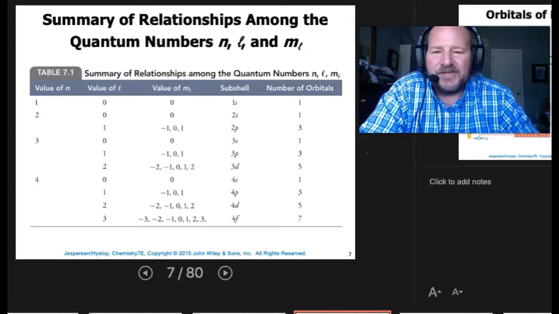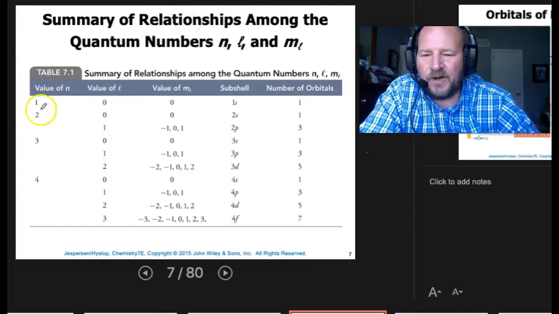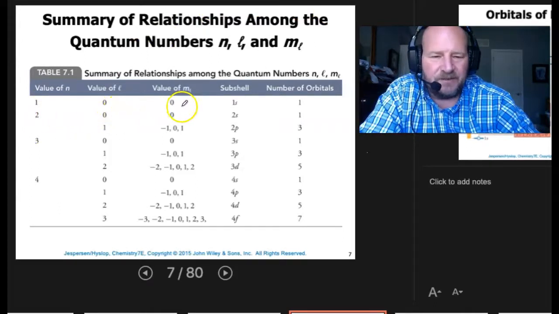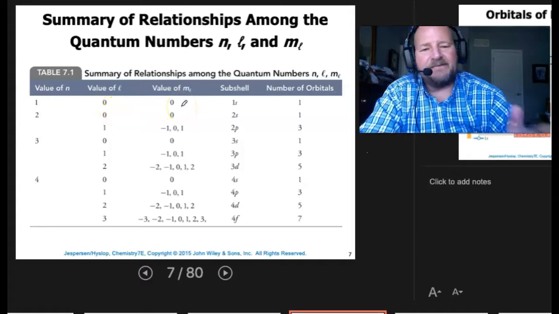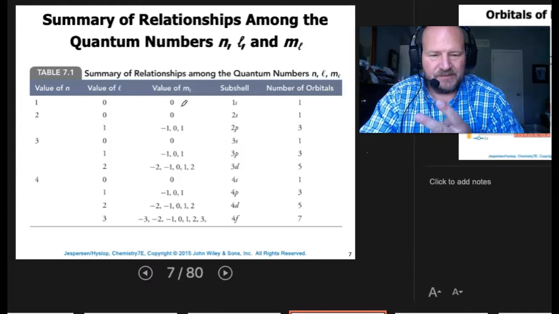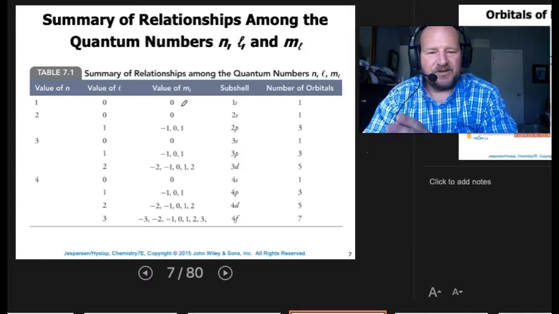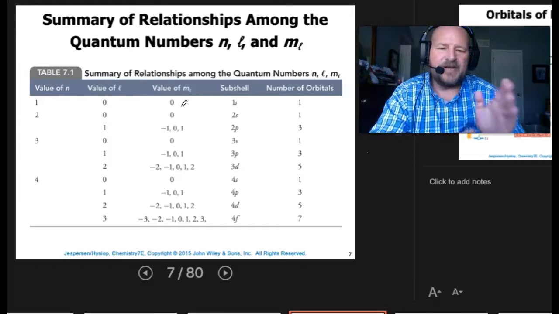The summary of the relationships among the quantum numbers. So if n is equal to 1, then l has to be 0, and the only m sub l would be 0. So think about that. If we have the 1s, the s can only hold 2 electrons. There's only one shape. So that means on the first energy level, we have one orbital. It's got one shape.